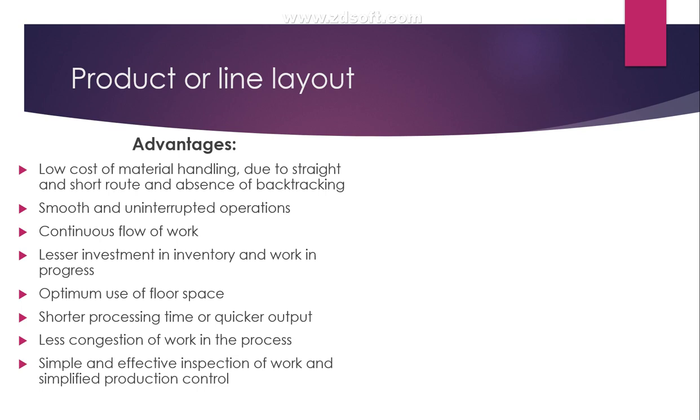We see there is an assembly line designed sequentially, so maintaining and supervising the control of production is simple and effective with respect to the product or assembly line layout. So these are a few advantages with respect to product or assembly line layout. Okay, lower manufacturing cost per unit.